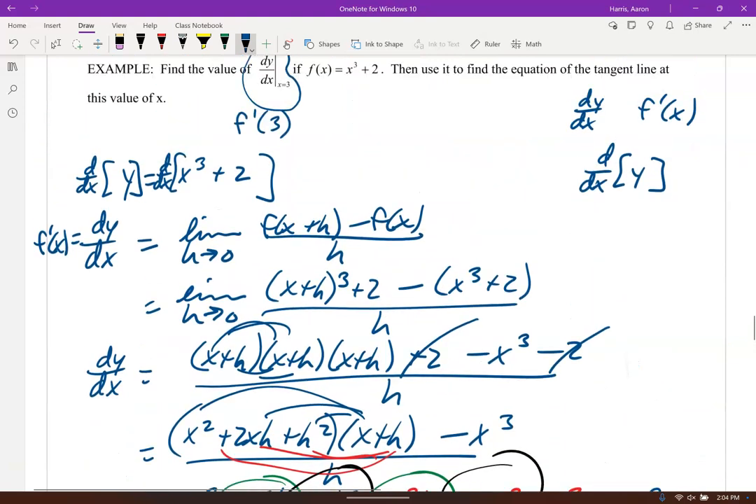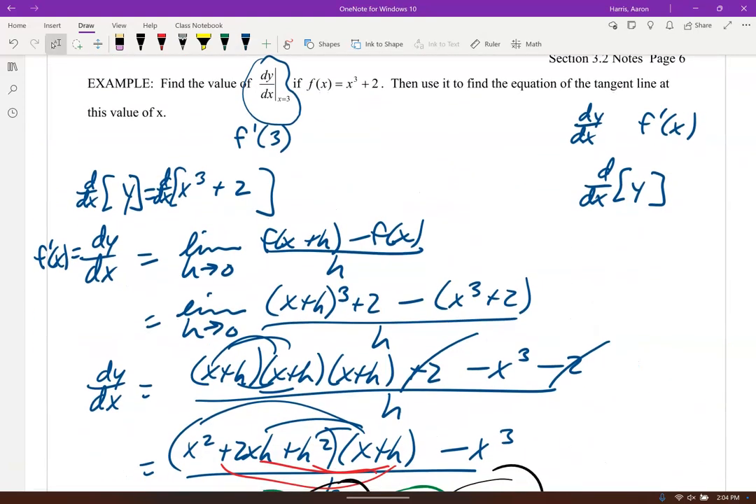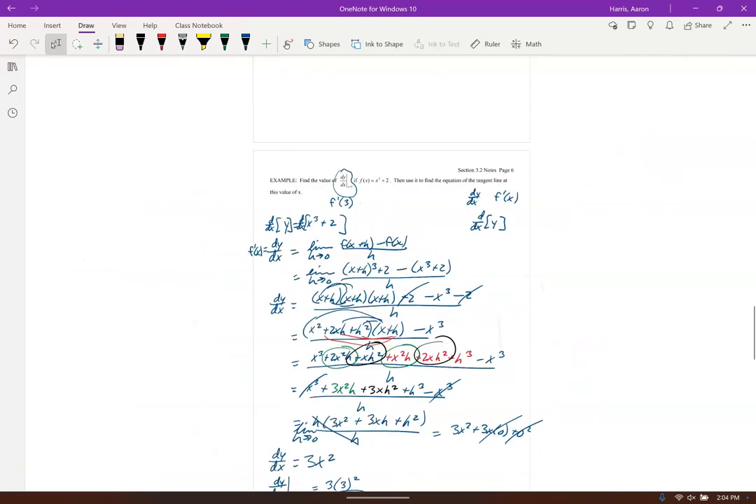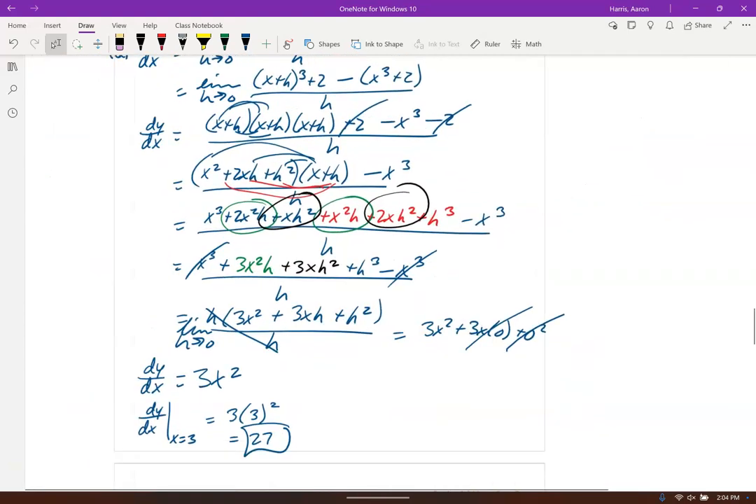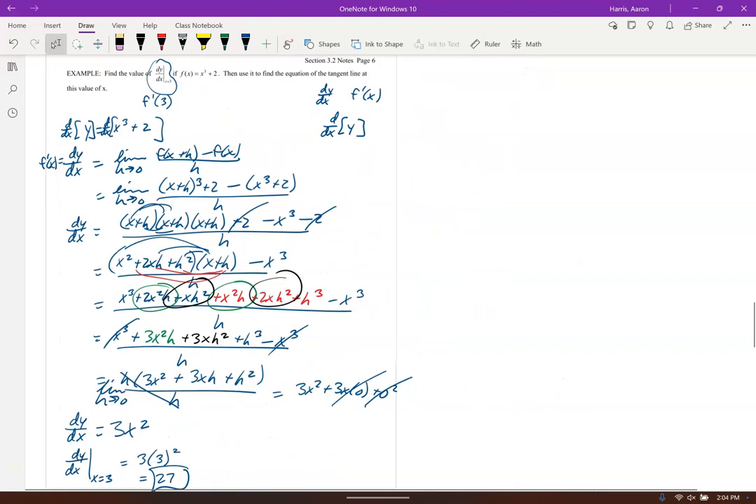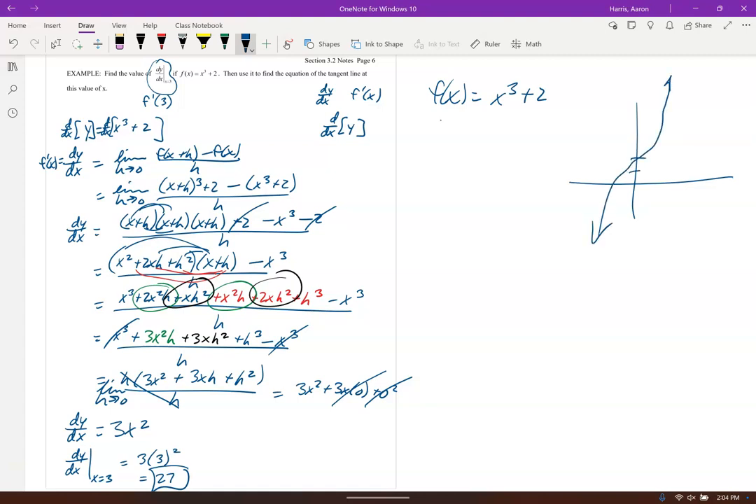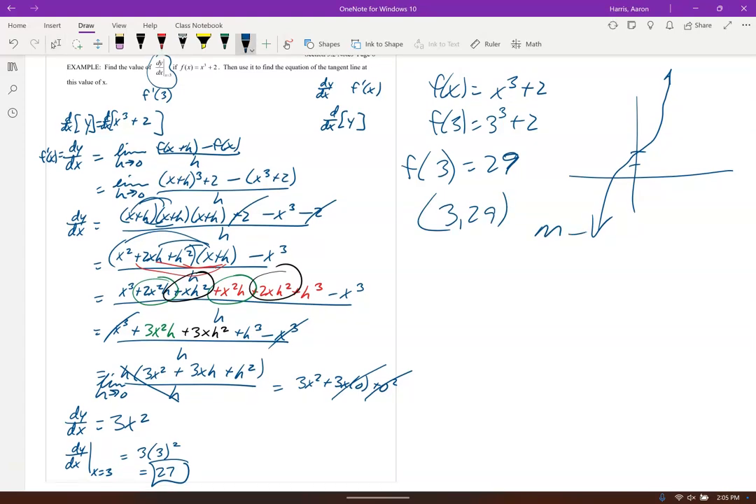I think it asked me, I forgot this part: then use it to find the equation of the tangent line at this value. Well, at x being 3, we have this function, f of x equals x cubed plus 2. If I plug 3 in, what point is that? f of 3 is 27 plus 2, which is 29. So 3 comma 29. And we already know the slope was 27.